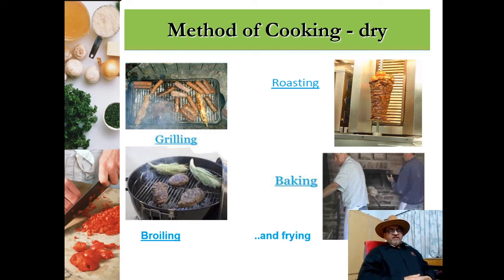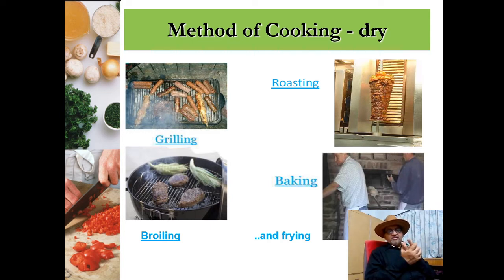Dry methods of cooking, like I've already told you, grilling. Grilling is done on a grill plate over an open fire. However, in hotels, since open fire is not allowed, we do grilling in the salamander or on a griddle. And since we cannot use a grill, we use a hot plate which has got grooves on it. Grilling cannot be done without fat. Grilling is done on an open flame. Food is placed on a grill as shown in the picture, top left.